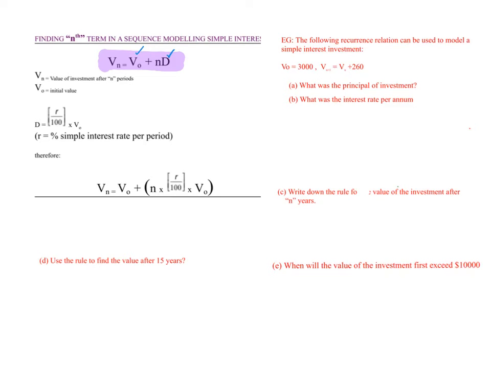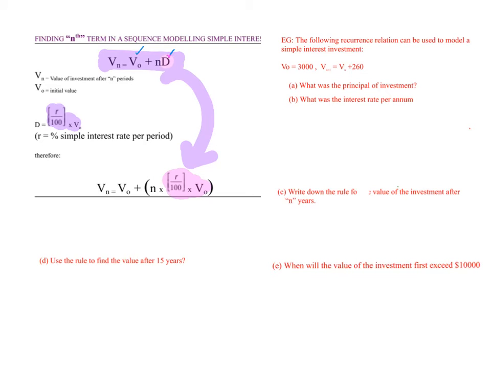So if you have a look, if we know the way we find D was here, you do the rate over 100 times V0. So I could write this formula out like this, and all I have done there is that this bit here is the D, isn't it? That's that D bit there.